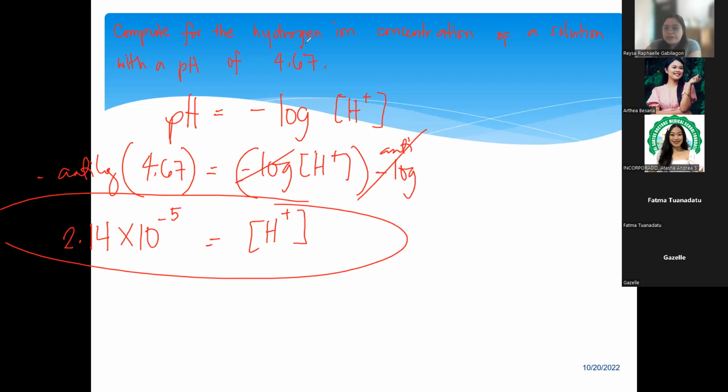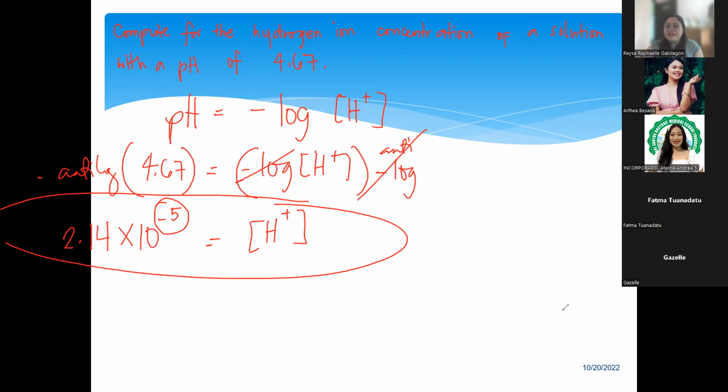It's 2.14 times 10 raised to the power of negative 5. Remove the negative there. There is no negative except for the exponent. This is the only negative here. But the answer, class, is not negative 2.14. It's 2.14 times 10 raised to the power of negative 5. Okay, do you have questions before we move on?